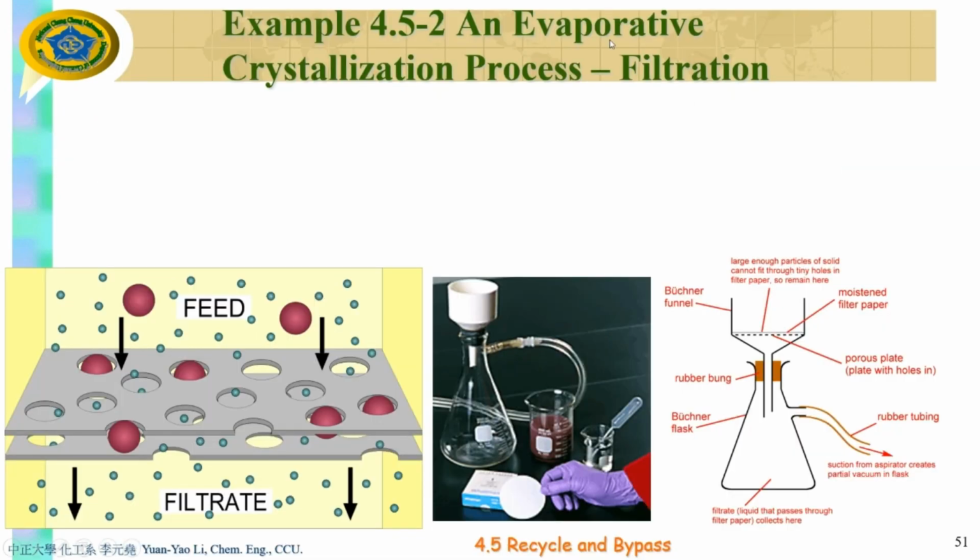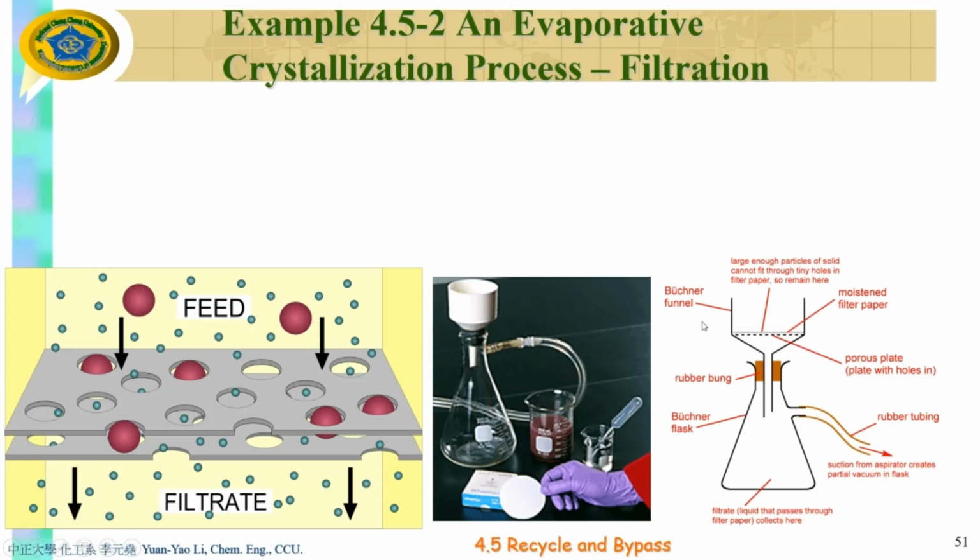So because example 4.5-2 is an evaporative and crystallization process, that means you make the liquid become a slurry, and you want to separate the slurry. If you want to separate a slurry into liquid and solid, the way you need to use is called filtration. I'm sure you learned this when you were in high school or junior high. When you want to separate solid and liquid, the way you use is called filtration.